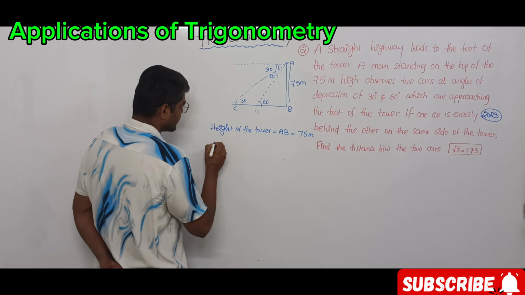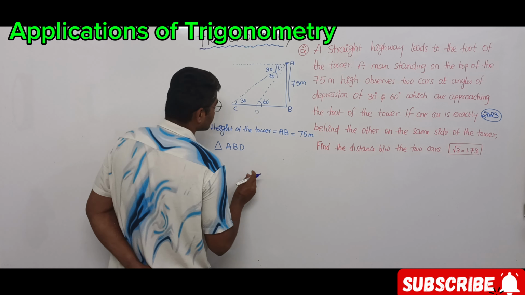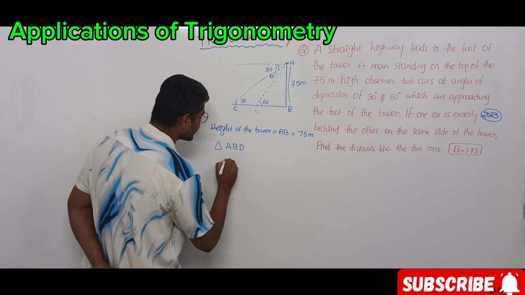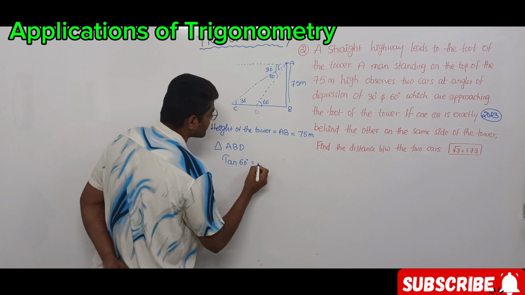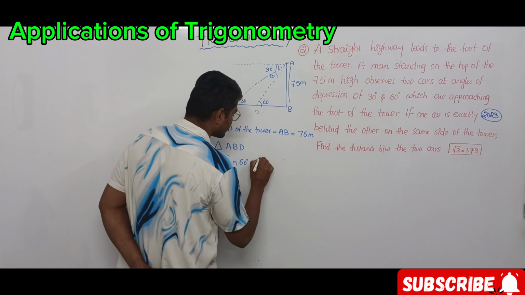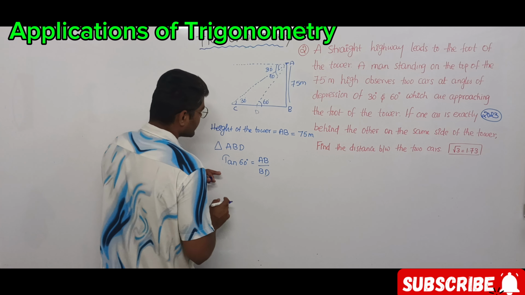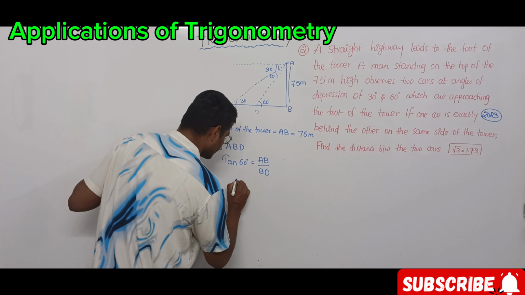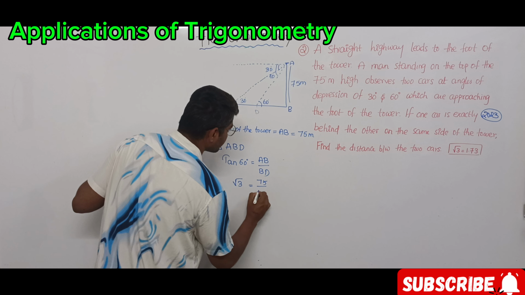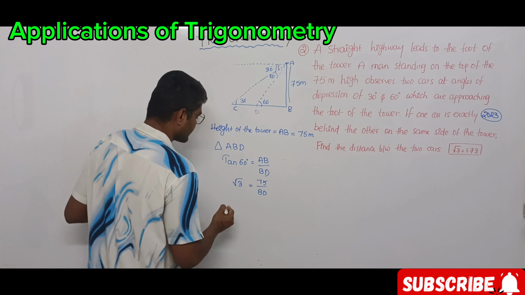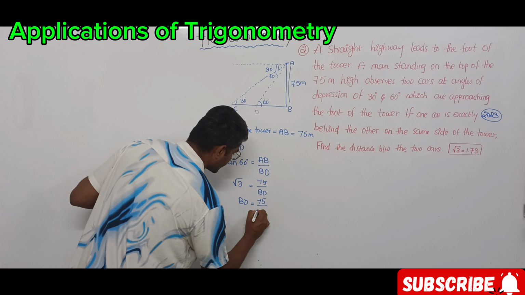Now take the triangle ABD. In this triangle, we can take the tan ratio. tan 60 degrees equals AB by BD. So here tan 60 is root 3 equal to AB, 75, by BD. Now cross multiply. BD equal to 75 by root 3.